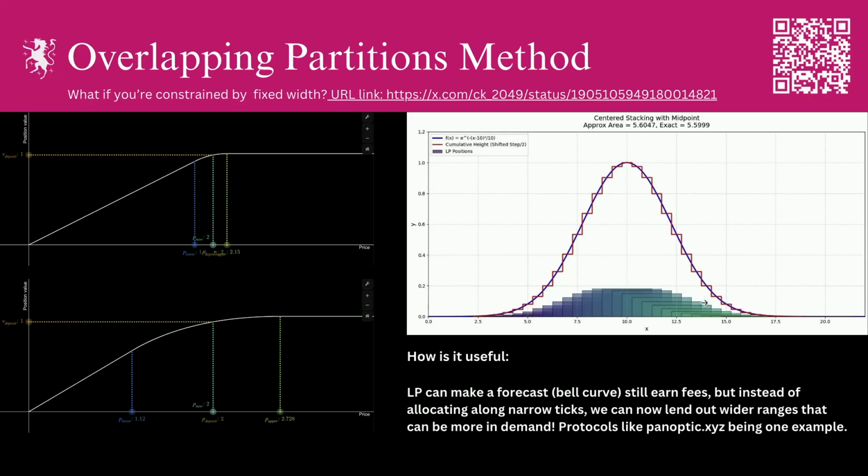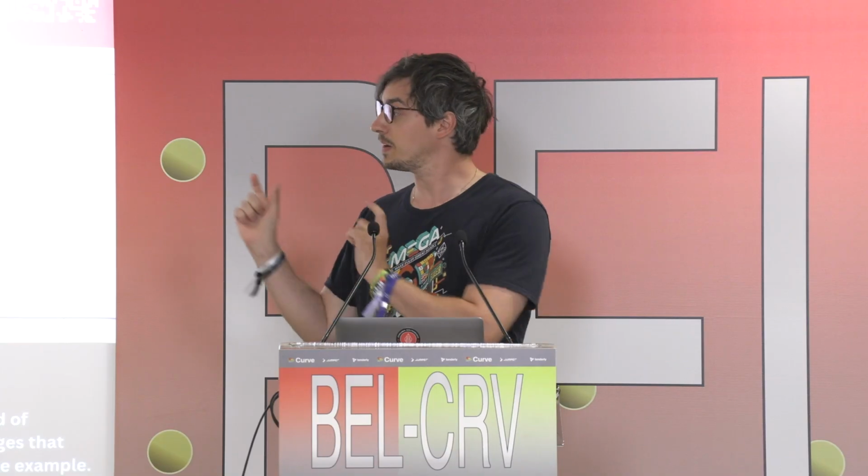Why is this useful? Well, you will still be able to earn fees, but you can now lend out the wider range liquidity, because that might be more in demand. Some people might be more interested in this kind of payoff instead of a very narrow one. At the same time, there's also another way of concentrating liquidity.